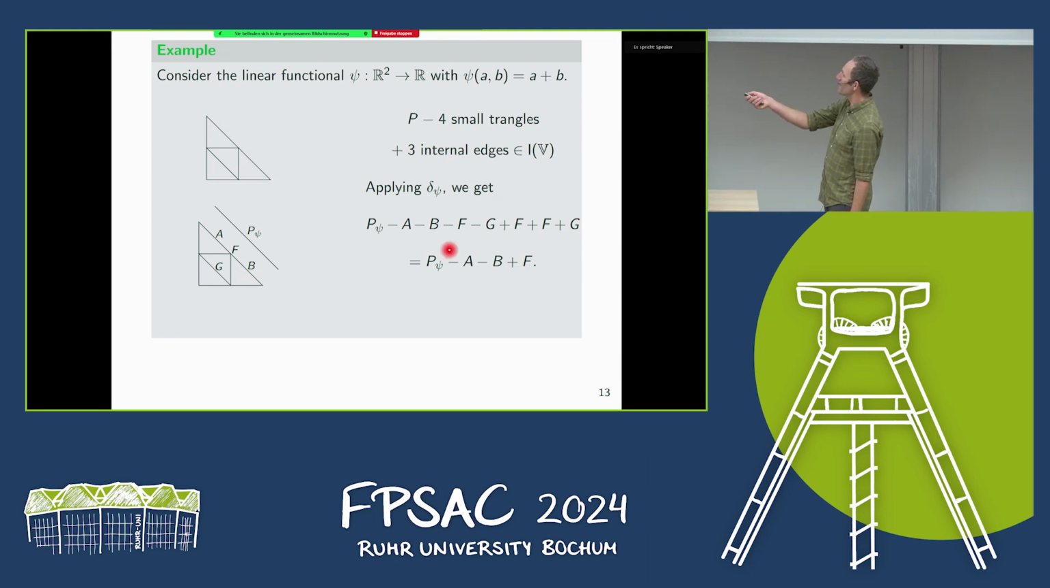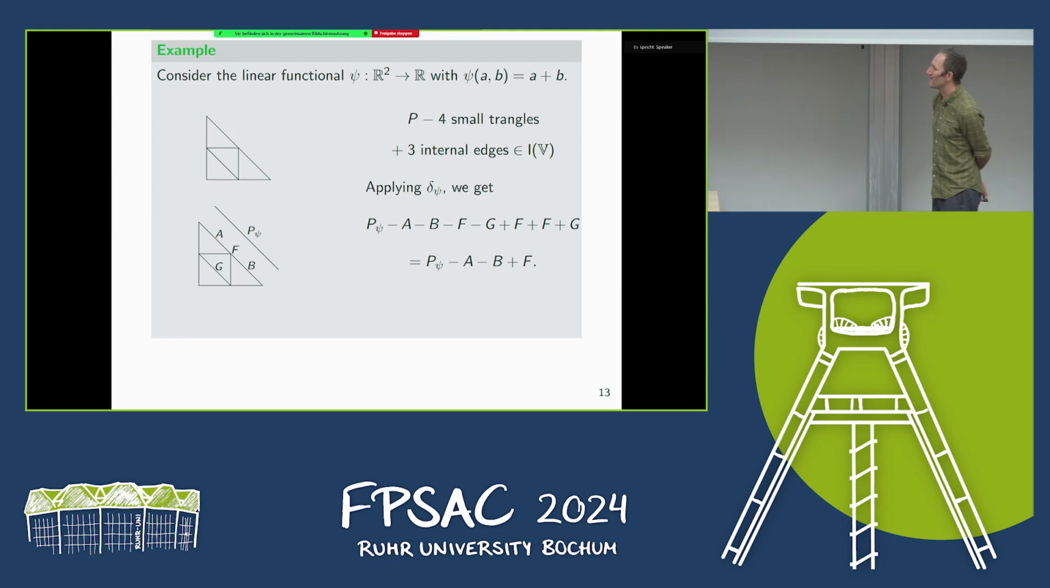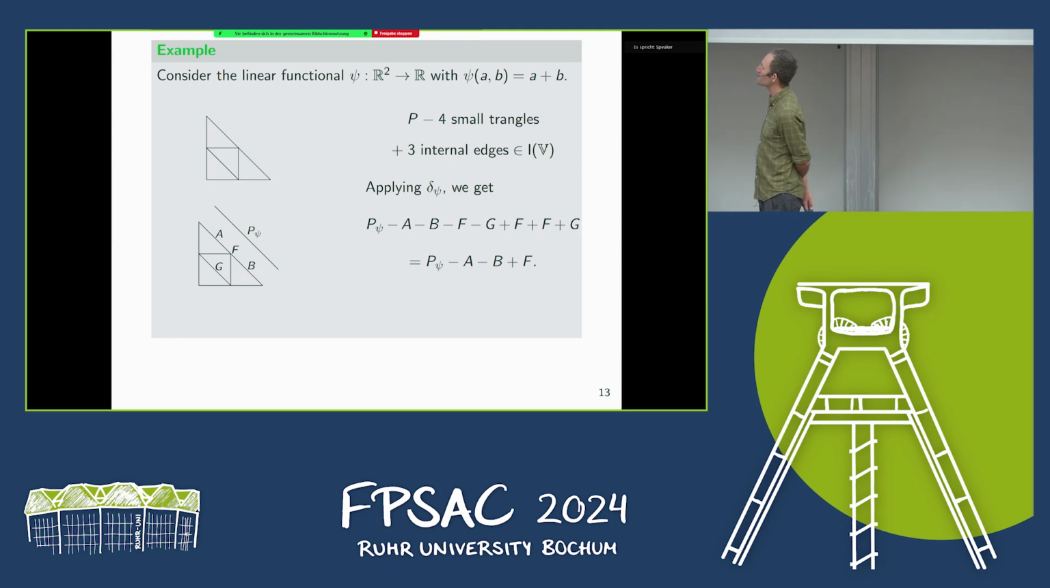P turns into P psi, which is the interval. And the 4 small triangles turn into A, B, G, and F. Right? For most of the small triangles, psi is maximized on an edge, but for the middle one, psi is maximized on F. And then the 3 internal edges turn into some things. So you see I got a bunch of stuff and some cancellation. And after the cancellation, it becomes P psi minus A minus B plus F. And that is also an element of I of V coming from a decomposition of P psi.